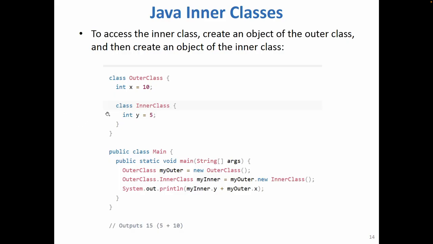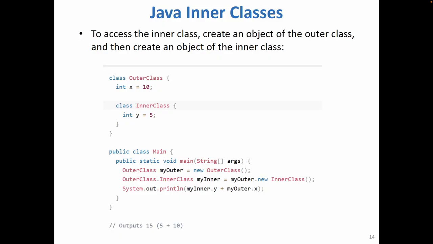There are some more examples. So here, again, we have some outer class that is defined at the top. Inside that we have one attribute which is x = 10, and then we define a class within it, an inner class, and it has its own attribute which is y, equal to 5. And then in another class, the main class, in its main function, what we are doing is basically we first create the outer class, then we create the inner class by using this outer class. So we have this myOuter object, myOuter instance.